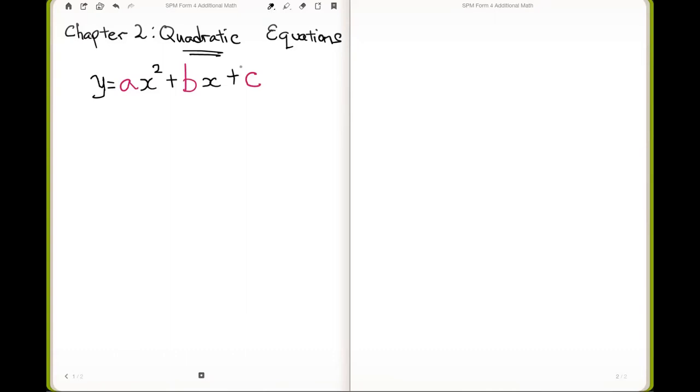Now this clip is going to show you how to use quadratic equations and how to solve quadratic equations in the SPM Form 4 syllabus. And we'll do quite a lot with quadratic equations, which have a parabola shape.